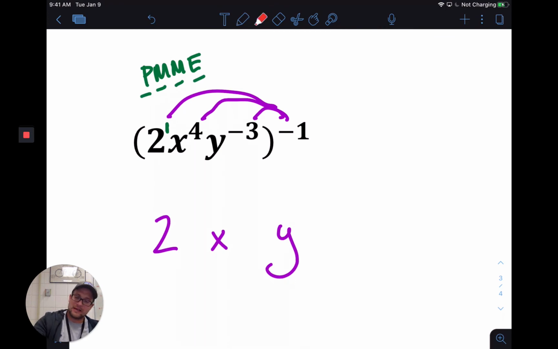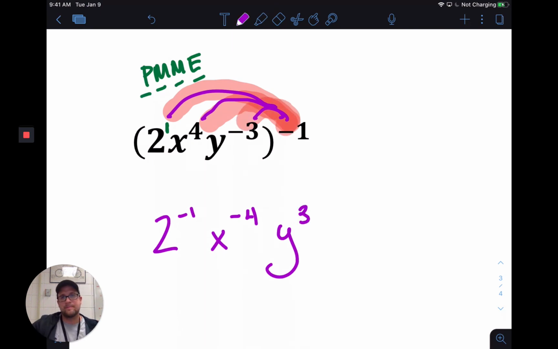So if I take -1 times 1, I'm going to get a -1. If I take -1 times 4, I'm going to get a -4. And -1 times a -3 actually gives us a +3.